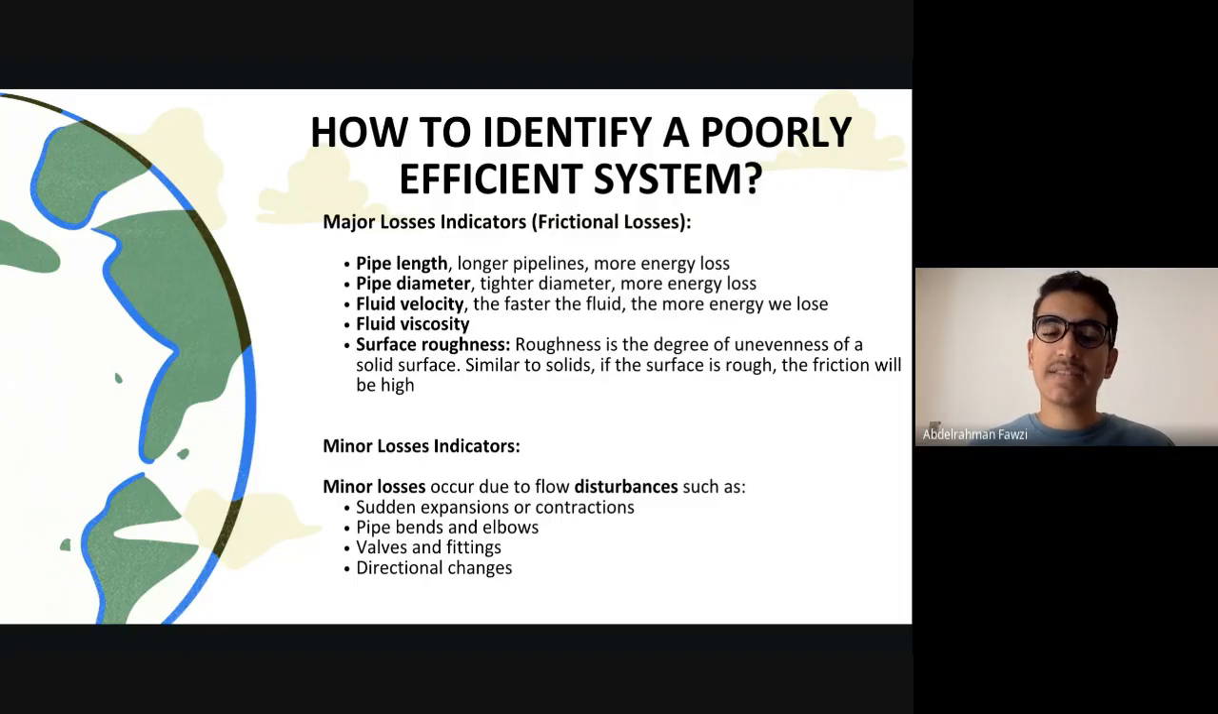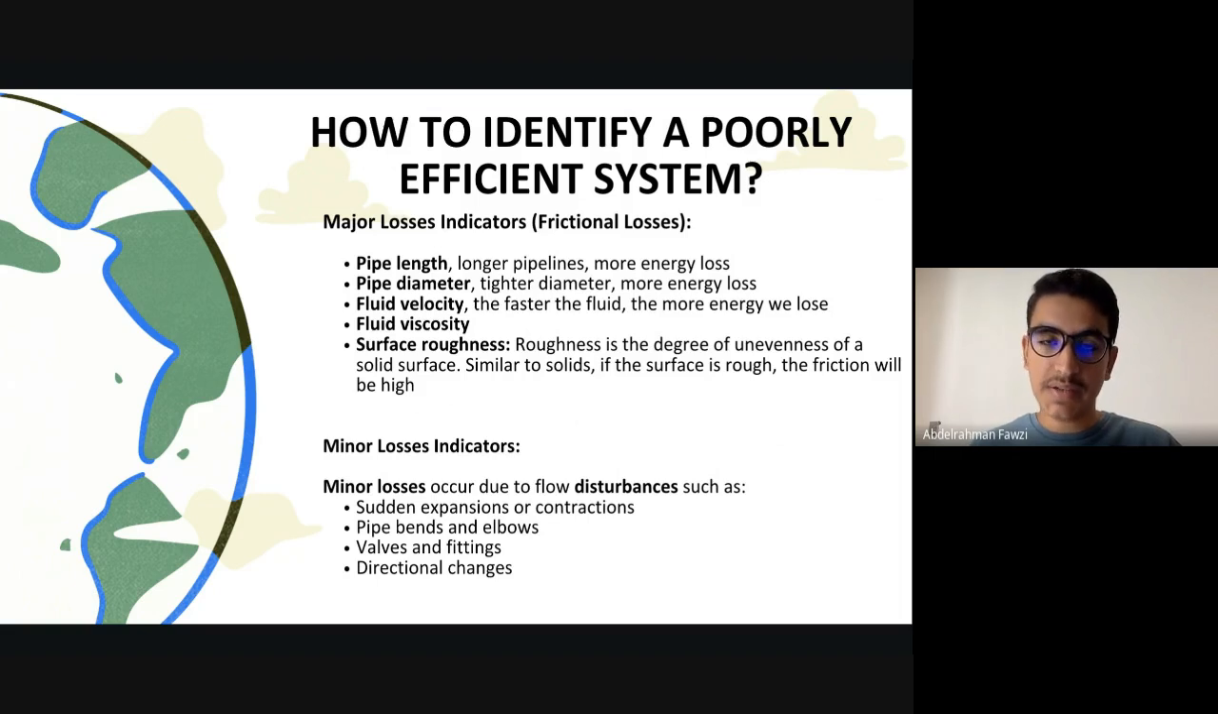This is quite universal, because if you have a longer pipe, a longer route, or a longer wingspan, then you are dealing with higher friction. Same thing with fluids, all right? And also the pipe diameter. If you have a tighter diameter, your flow is going to be faster, and as you know, if you are moving faster, then you have more friction. Same thing for fluid velocity. If it is higher, we're going to have more friction.